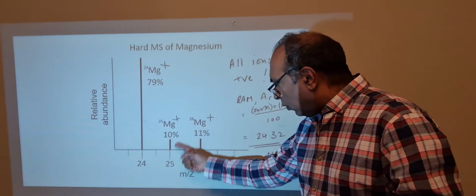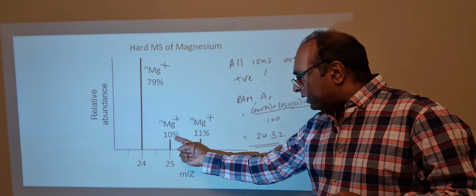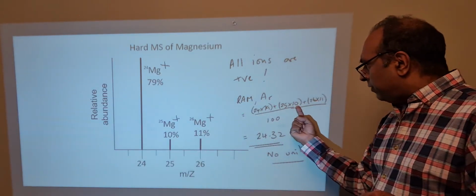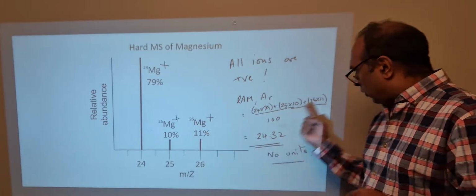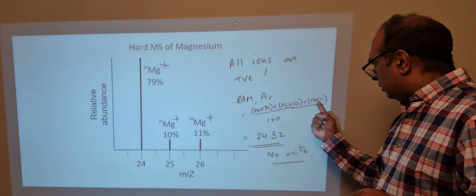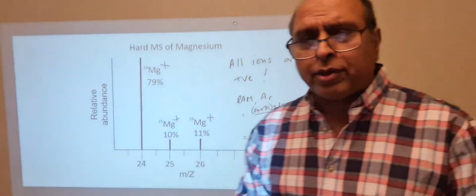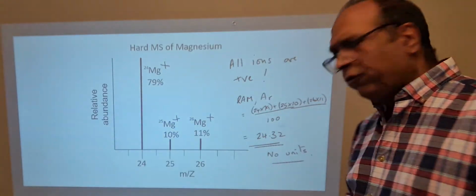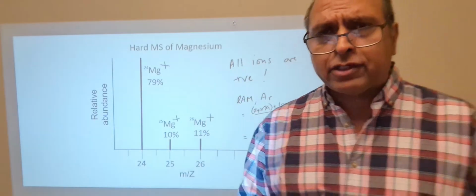add 10 of them weigh 25, 10 times 25. 11 of them weigh 26, 11 times 26, over 100, and I got an answer of 24.32. So the relative atomic mass of magnesium is 24.32. No units, because it's a relative term.